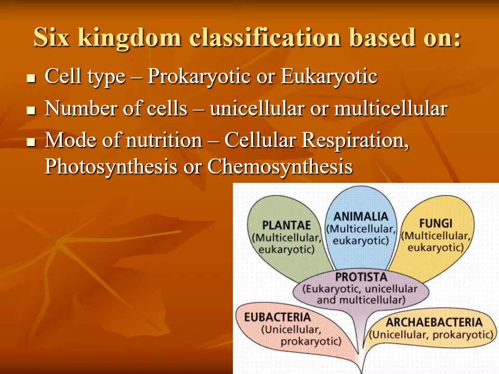Mode of nutrition, cellular respiration, or photosynthesis, or there's something called chemosynthesis where they make food from chemicals. So when we're looking at this, the only ones that do photosynthesis are Plantae, and some protists. Now, fungi do not do photosynthesis. They are not green. All right, in order to do photosynthesis, they got to be green. There are some green protists like algae, and then there's plants. All right, and then cellular respiration is everybody else.